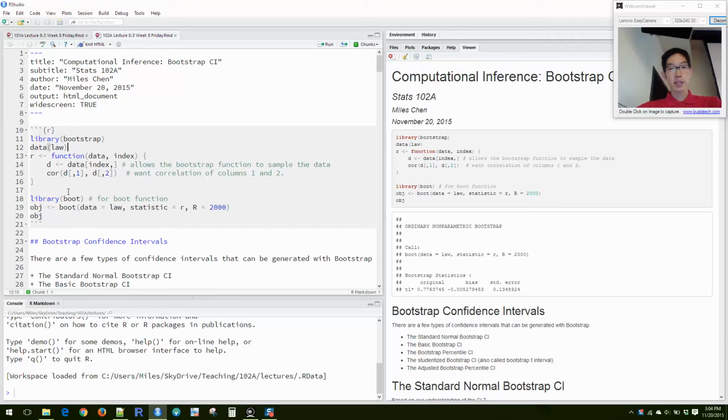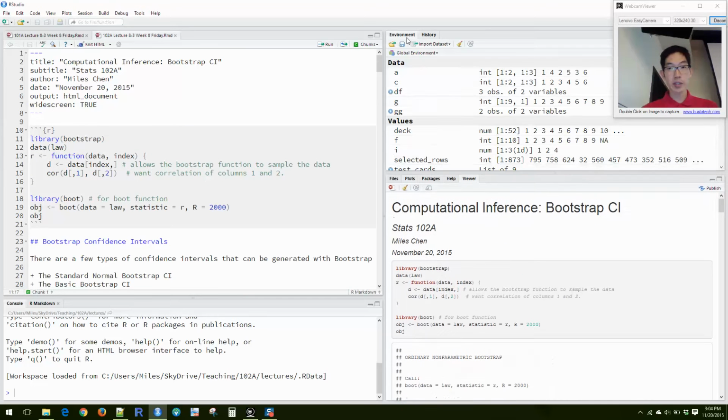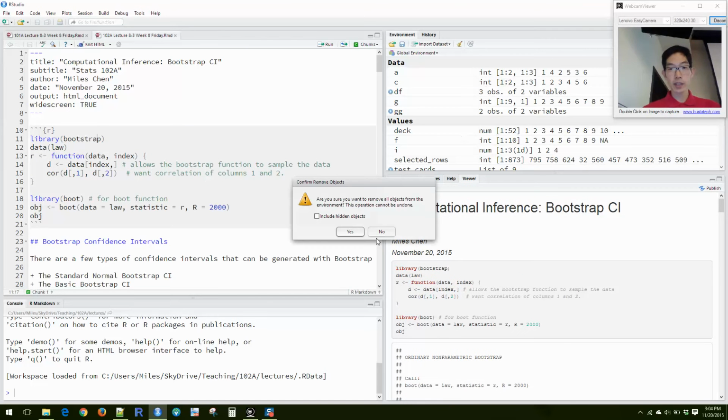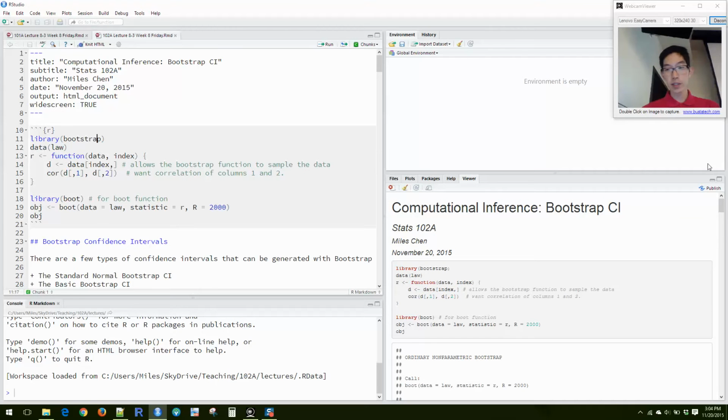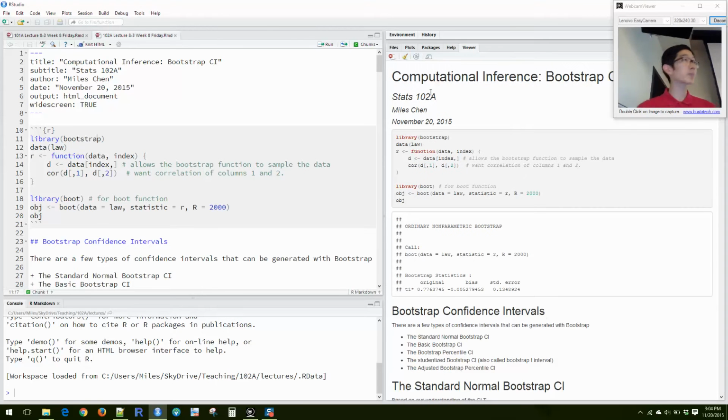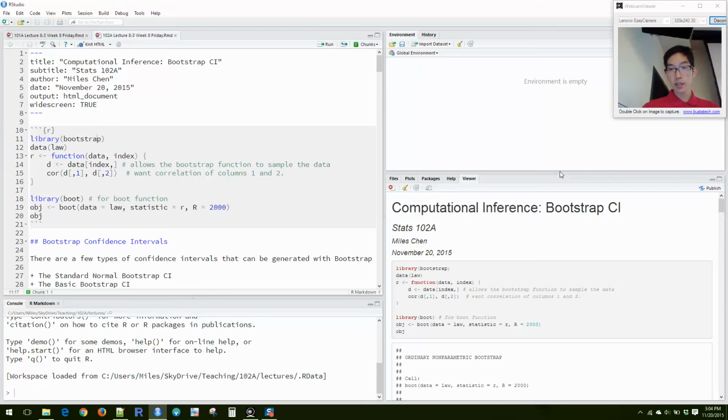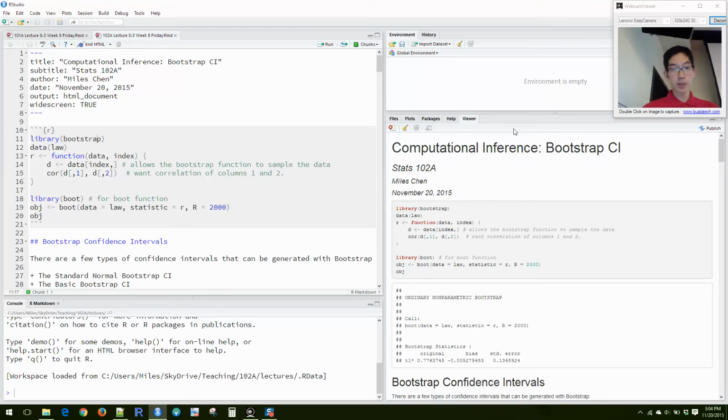Okay, and so the true relationship between LSAT and GPA is the relationship in the full population of 82 schools, but this data set law just represents a random selection of 15.